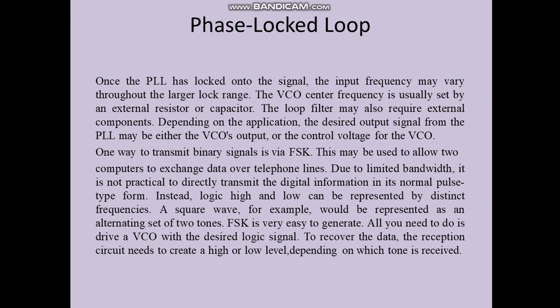One way to transmit binary signals is via FSK. This may be used to allow two computers to exchange data over telephone lines. Due to limited bandwidth, it is not practical to directly transmit the digital information in its normal pulse type form. Instead, high logic or low logic can be represented by distinct frequencies. A square wave, for example, would be represented as an alternating set of two tones.